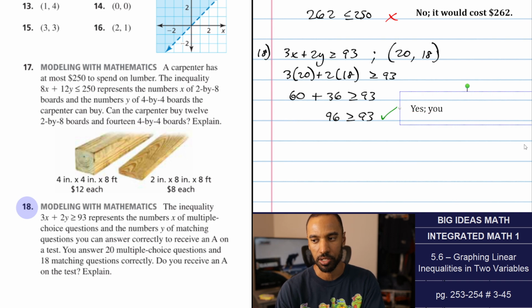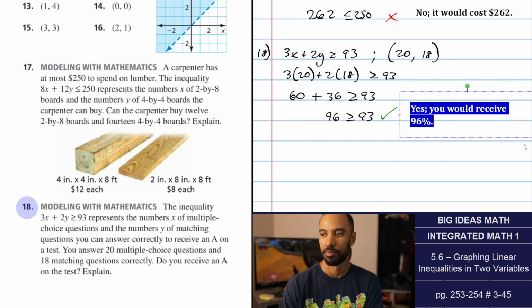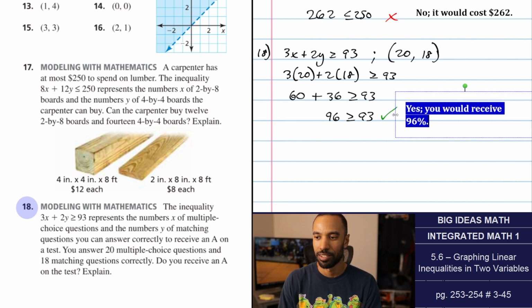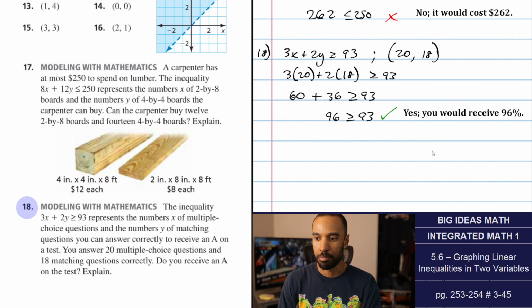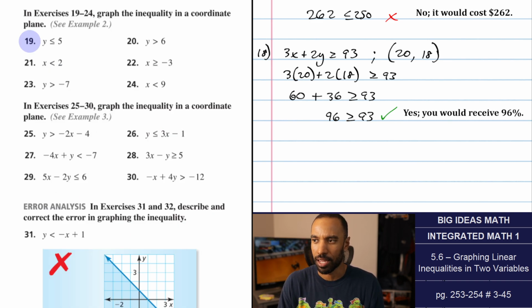I'm assuming these are percentages. Maybe that's faulty to assume, but I did it. You can't stop me. Okay. It sounds like it, right? 93 is an A, that kind of thing.